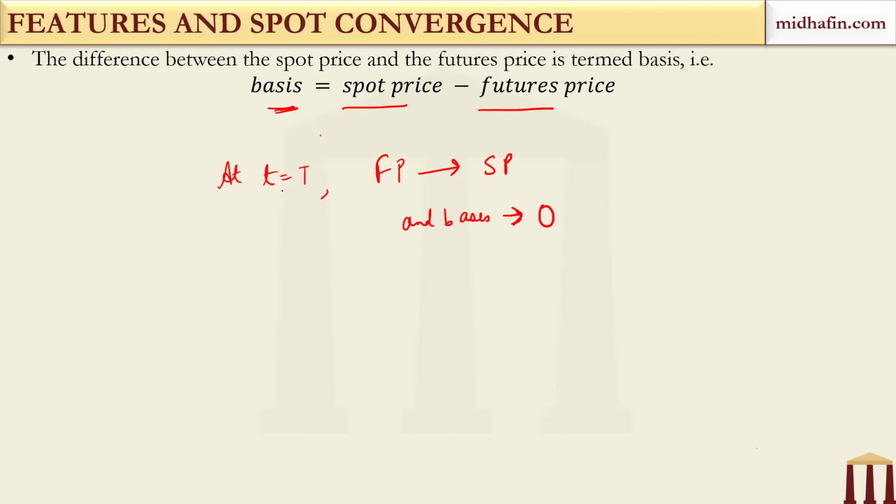Now just remember that when time approaches the maturity of the contract, the futures price is the same as the spot price, or converges to the spot price, and basis converges to 0. So when you are at the maturity, basis converges to 0.